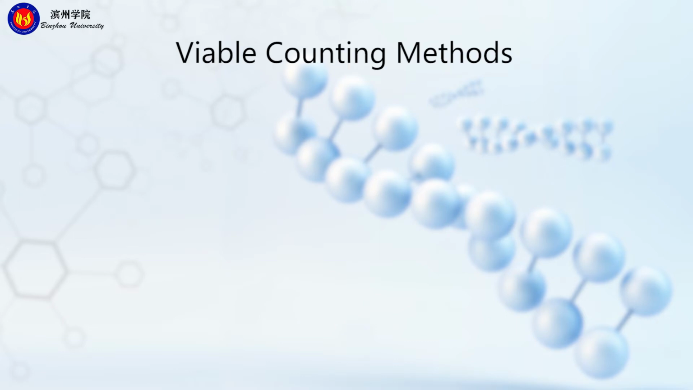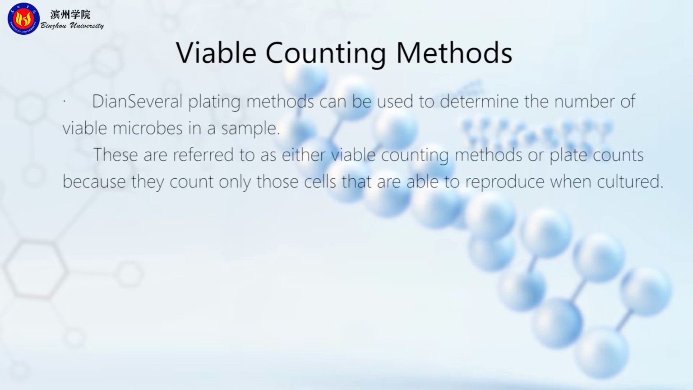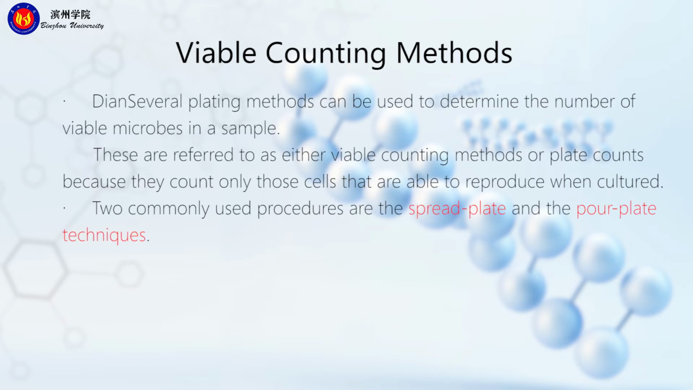Then let's talk about viable counting methods. Several plating methods can be used to determine the number of viable microbes in a sample. These are referred to as either viable counting methods or plate counts, because they count only those cells that are able to reproduce when cultured. We have two commonly used procedures. They are the spread plate and the pour plate techniques.